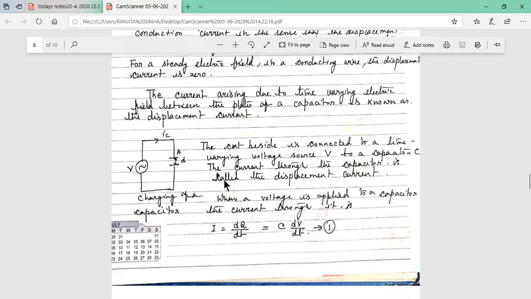Now we will find out the expression. When a voltage is applied to a capacitor and current I flows through it, the current is given by I equal to dq by dt. Then Q equal to C into V, you know this relation. Now writing it, I equal to C into dV by dt. This is the first equation.